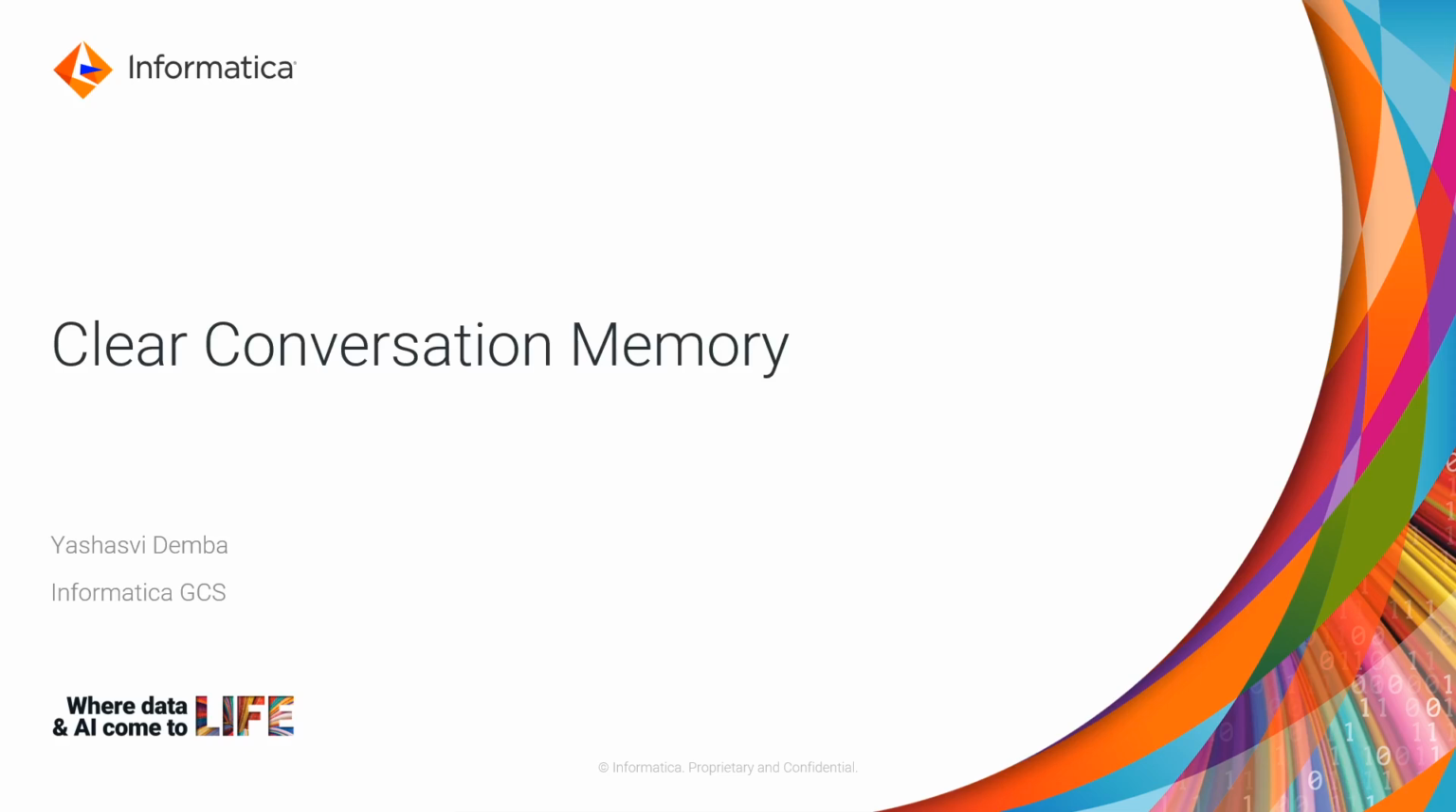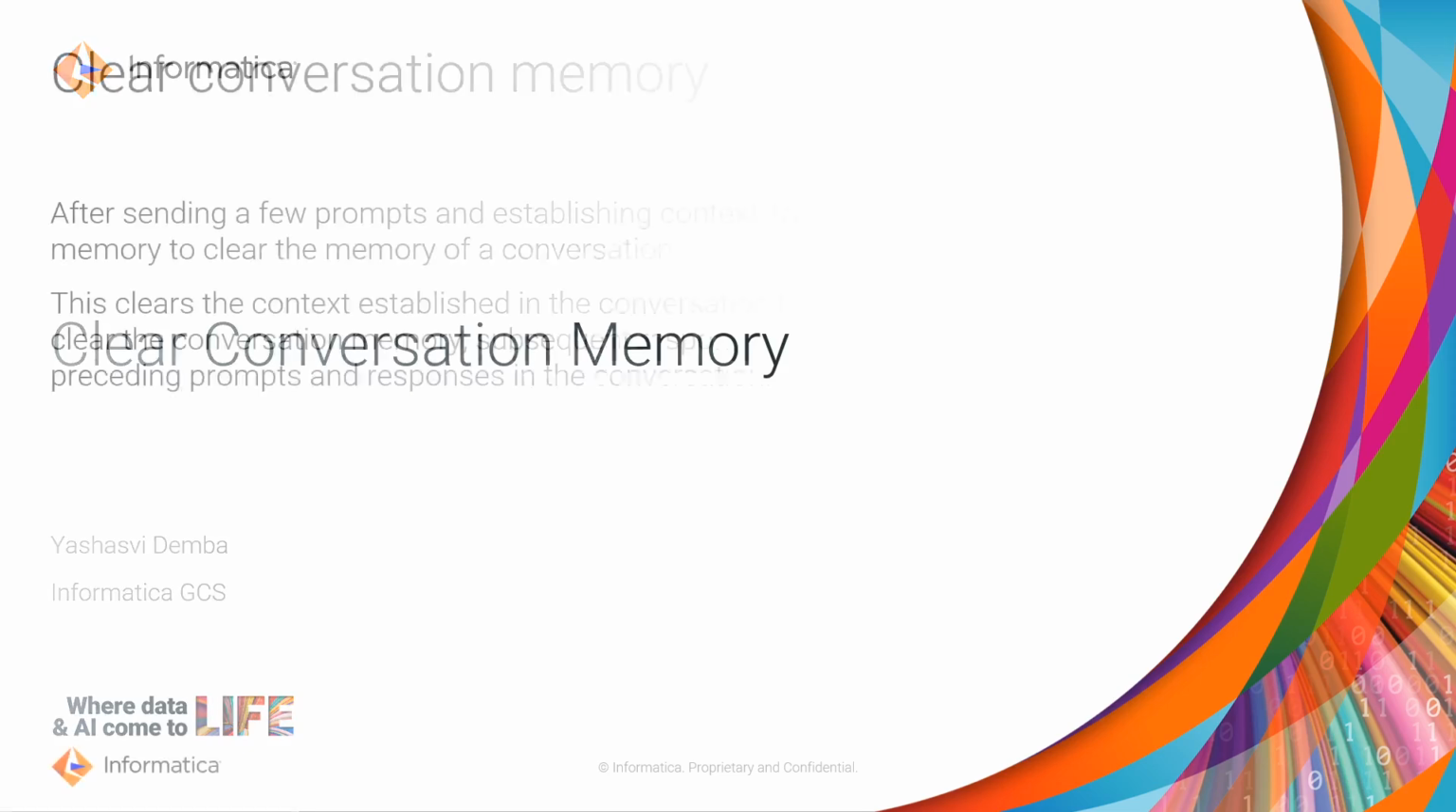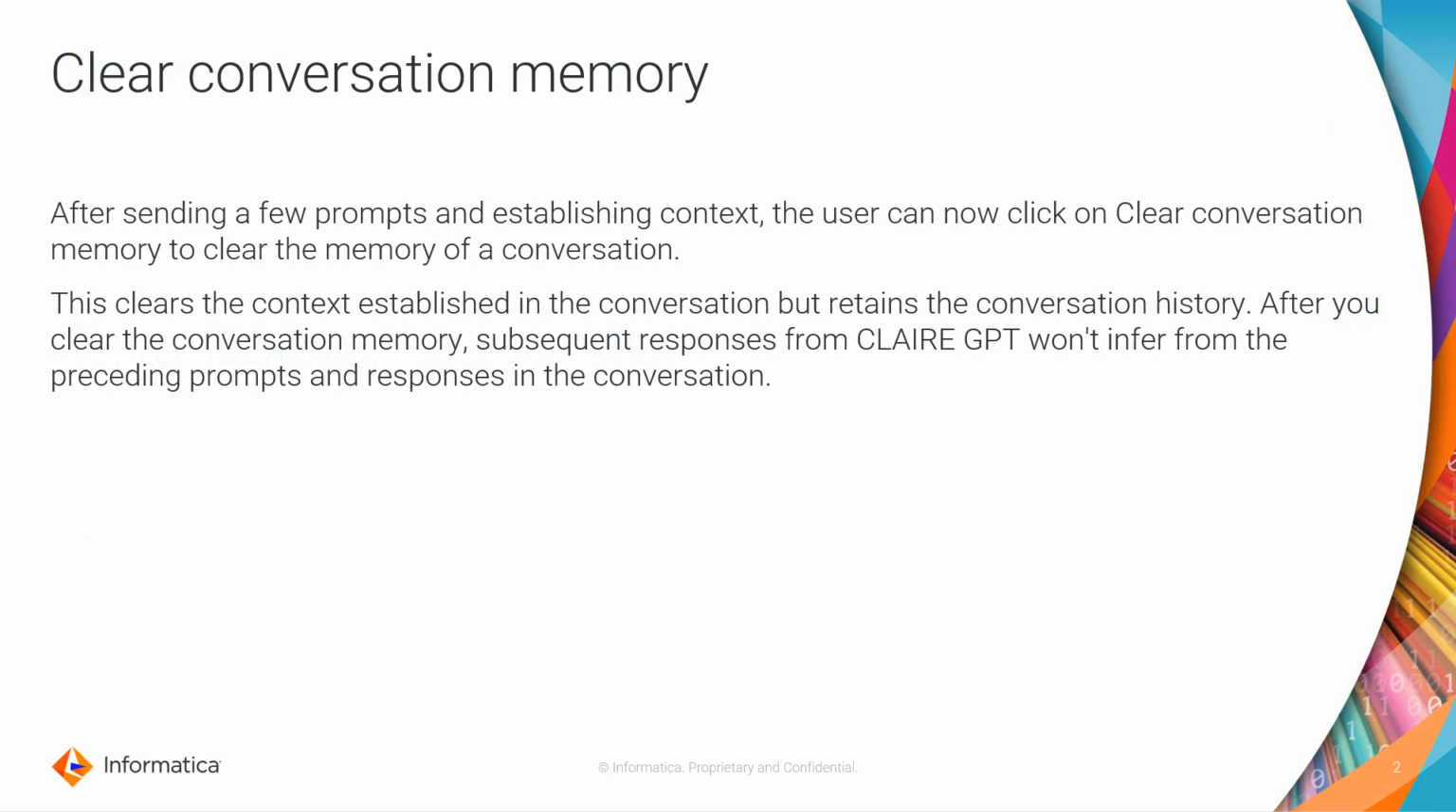Today we'll be looking at the Clear Conversation Memory feature added in the February release of Claire GPT. After sending a few prompts and setting the context, the information being referred to by Claire GPT can pile up, which a user can now clear by clicking the Clear Conversation Memory button on the Claire GPT UI. This clears the context established but retains the conversation history.